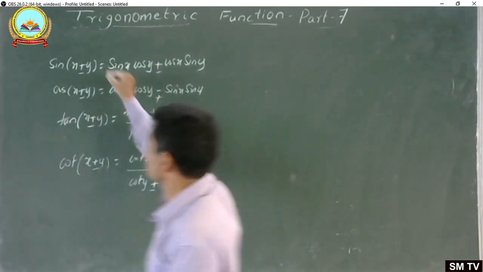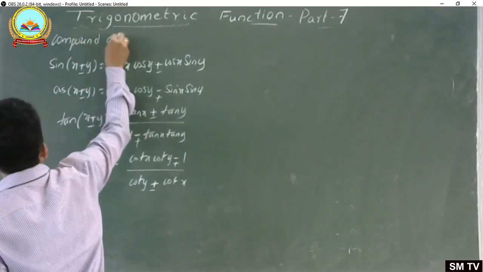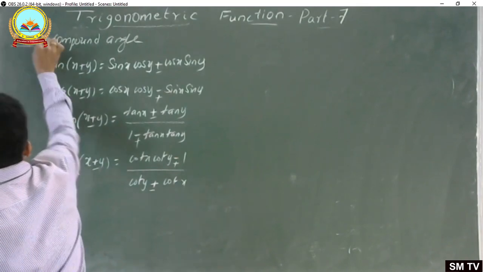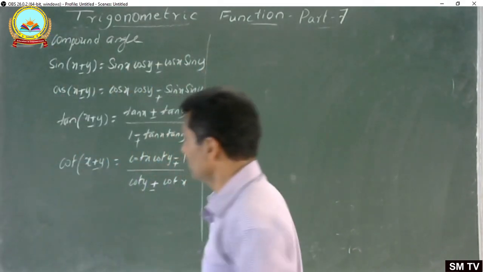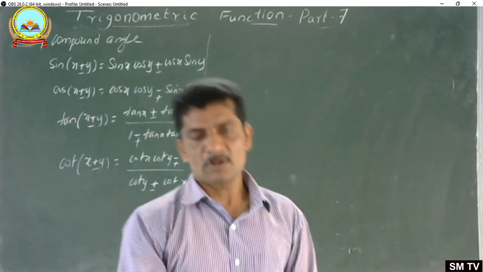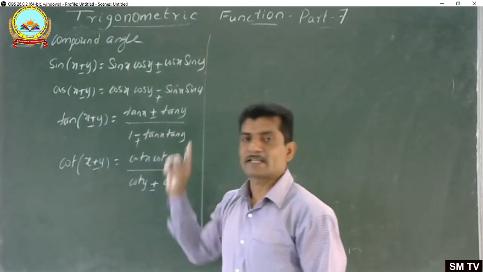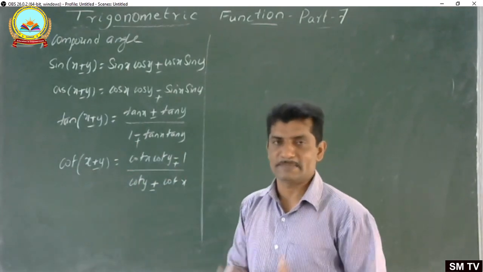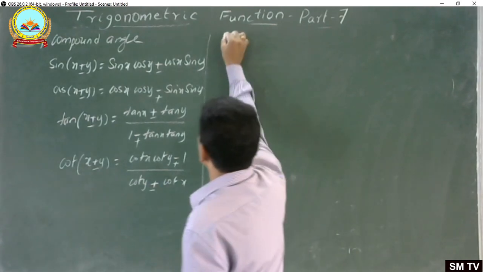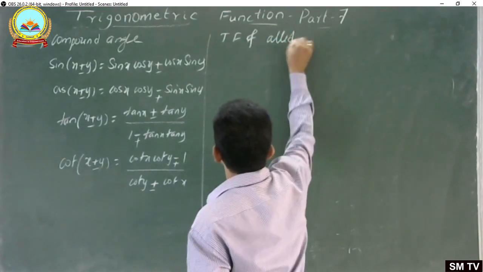These 8 results are said to be trigonometric functions of compound angles. These are the 8 results: sin x plus y, sin x minus y, cos x plus y, cos x minus y, tan x minus y, tan x plus y, cot x plus y, cot x minus y. These are very important results. And trigonometric functions of allied angles.